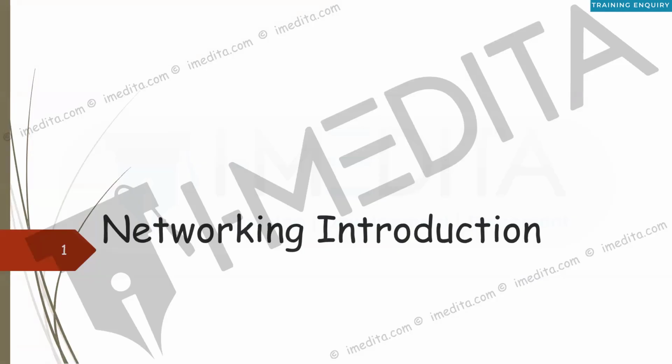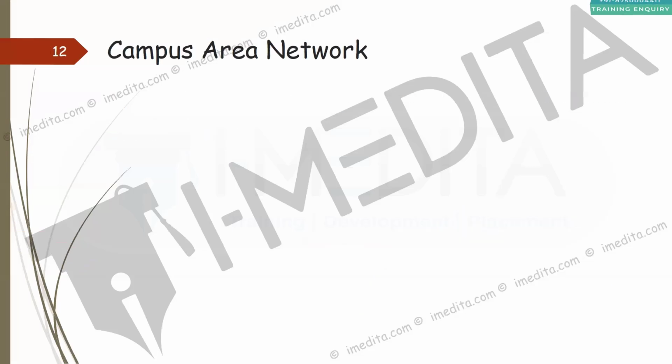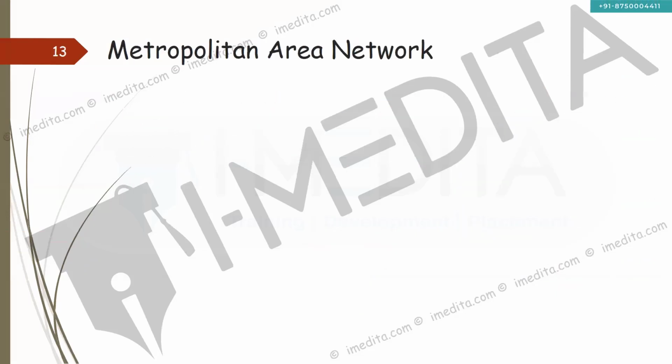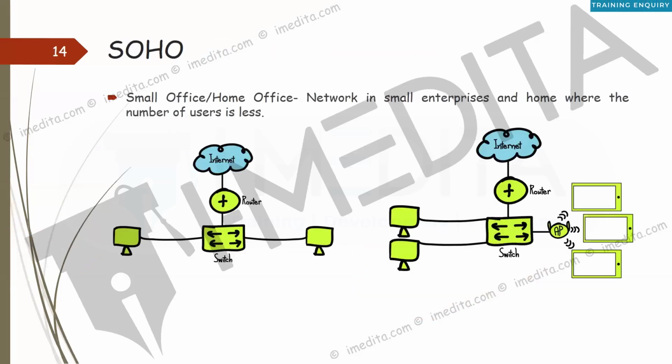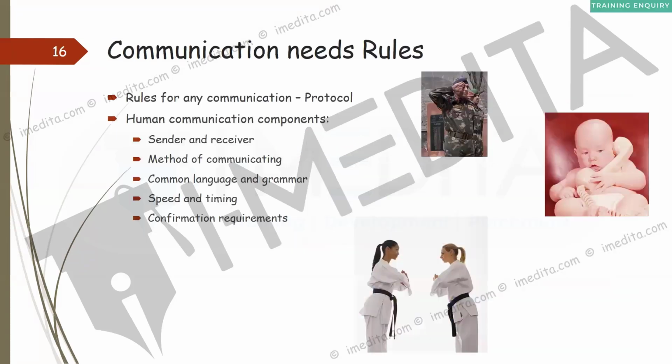Okay, it's gone now. So, yeah, wide area network. This is what we discussed yesterday, right? So let's go ahead and talk about the campus area network. This is also something that we already discussed, and the metropolitan area network and the SOHO. And of course, we then spoke about the data center. Then communication. This is exactly what we were discussing yesterday.